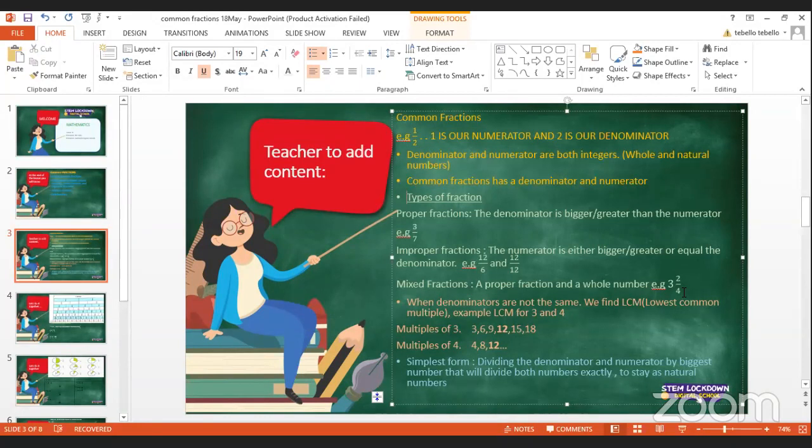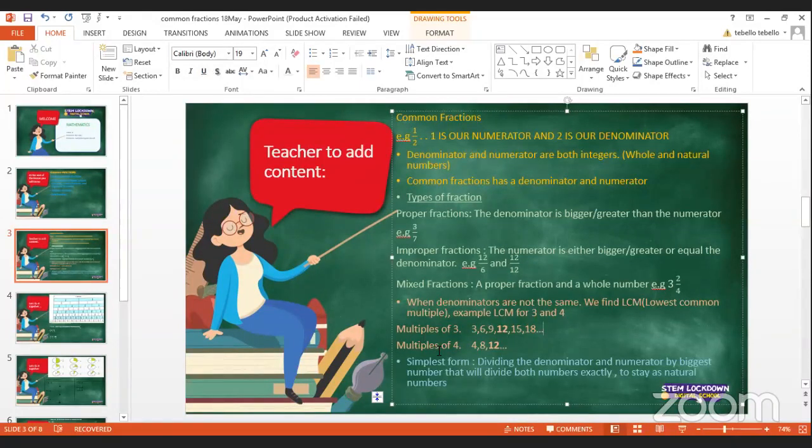So for example, let's say we need to add the fractions 1 over 3 and 2 over 4. What we will need to do is list the multiples of 3 and 4. Here's the example. Our multiples of 3 are 3, 6, 9, 12, 15, and 18. We'll just stop right there. It goes on and on.